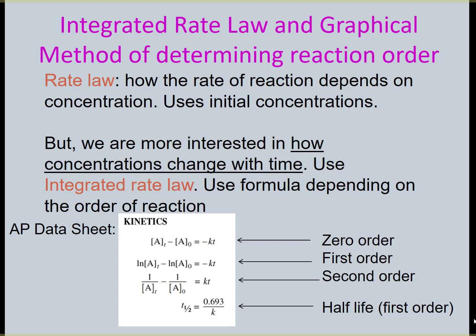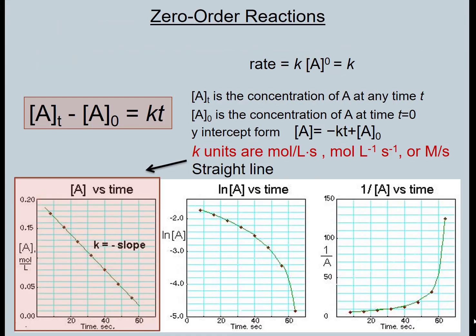The very first one is for zero order reactions. The second one is for first order reactions, then second order reactions. And then it addresses half-life, and half-life is always a first order reaction. So if it mentions anything about half-life, see if you can use this half-life equation. Let's first look at a zero order reaction.